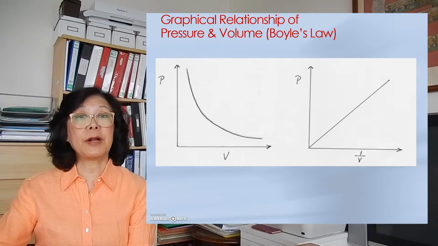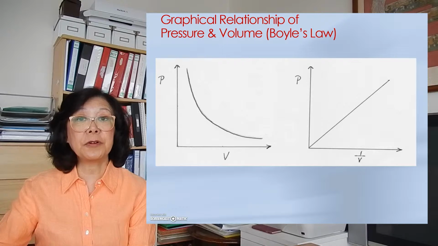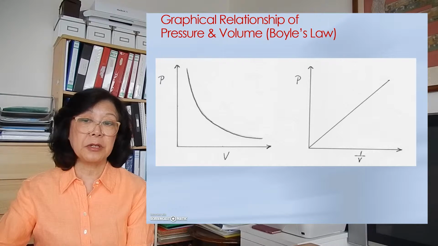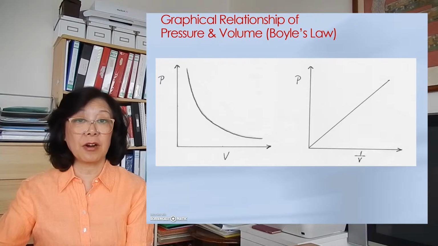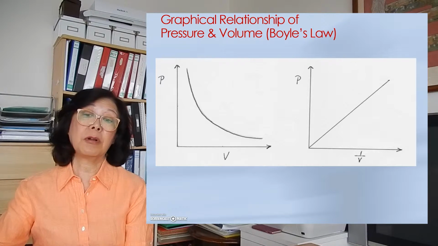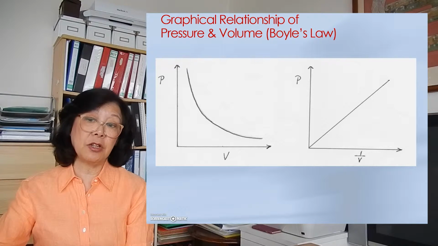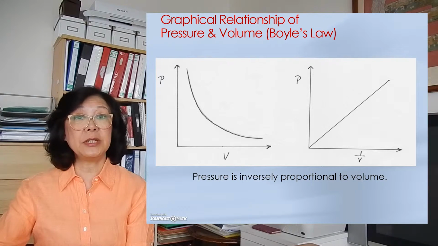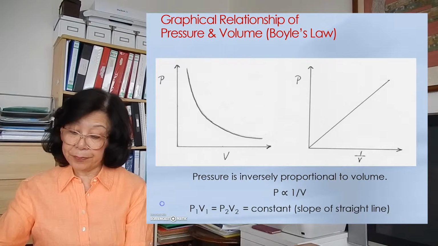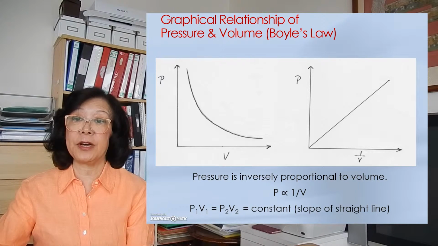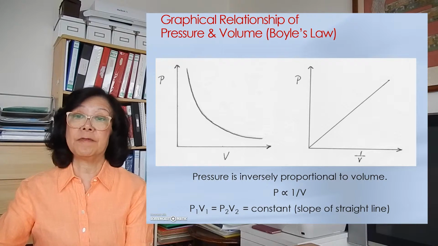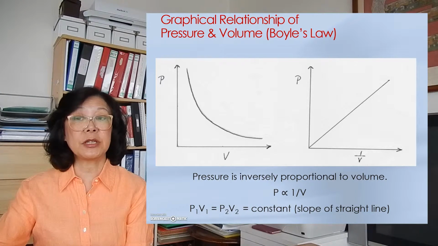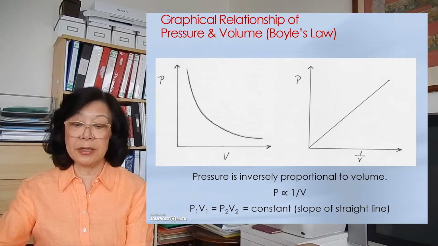Now, if we draw the graph of P versus V, we get a curve going downhill, meaning that at high pressure, the volume is small, but at low pressure, the volume is large. Now we can further plot pressure versus 1 over V to turn the curve into a straight line relationship. So pressure is inversely proportional to volume, and the slope of the line is defined as P times V. Therefore, we have P1 times V1 equal to P2 times V2, which is a constant, or the slope of the straight line, and this is Boyle's law.